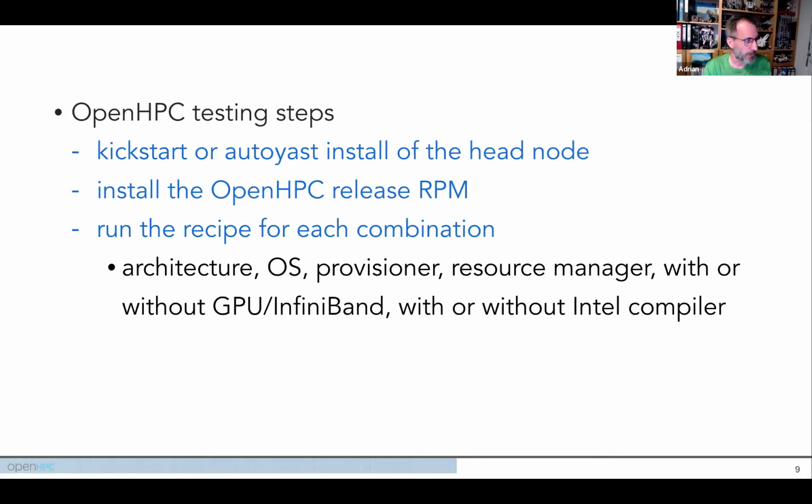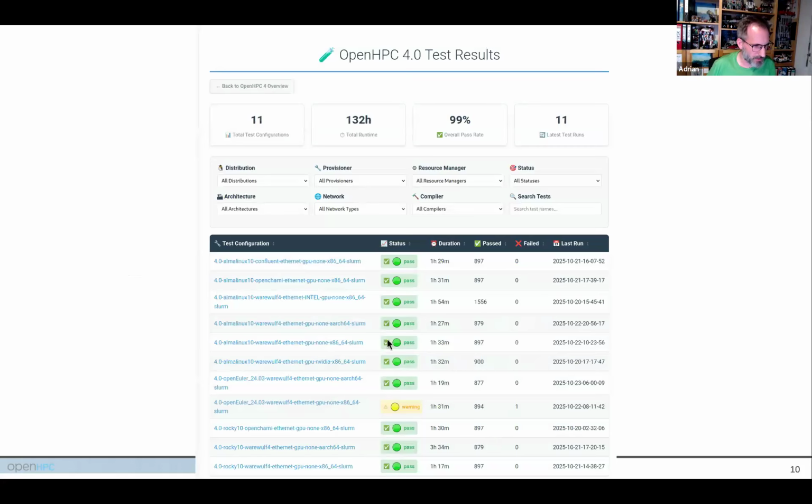And then we test with or without GPU, with or without InfiniBand, and then with or without the Intel compiler, because all our packages are built with the latest GCC and also with the latest Intel compiler. We do not ship the Intel compiler, but we ship binaries built with the Intel compiler. And depending on all those combinations, it can be over 20 different combinations of test systems we're running. And we try to have some overview of what we're testing on a web page.